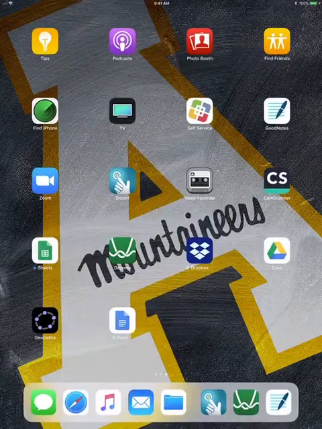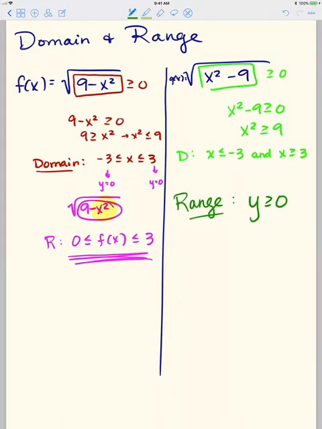So for this problem, the domain is x less than or equal to negative 3, or x greater than or equal to 3, and the range is all function values, which in this case was g of x, greater than or equal to 0.